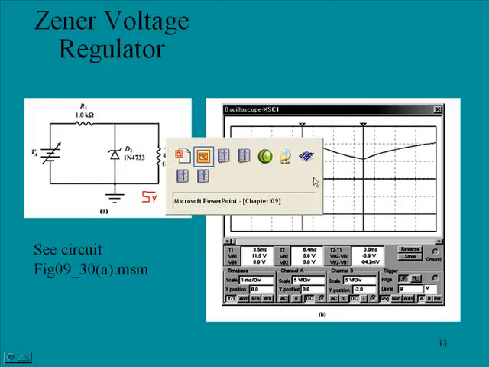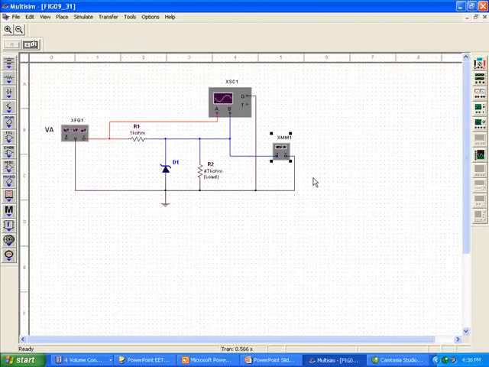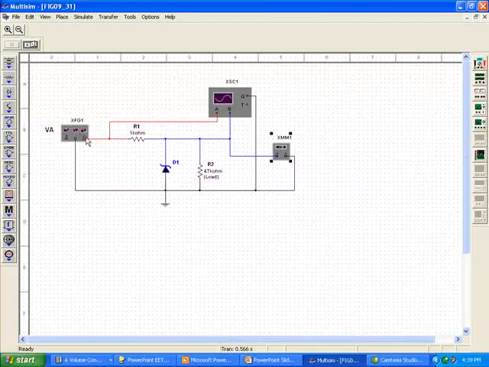But what I want to do now is jump over to the simulation, and here is the simulation. Let's talk about what we're doing first. Here we have a voltage source, and this voltage source is set up to supply a triangular wave into this input. And that is going to be fed to the Zener. The Zener will keep a stable voltage in spite of the fact that the input is changing radically.